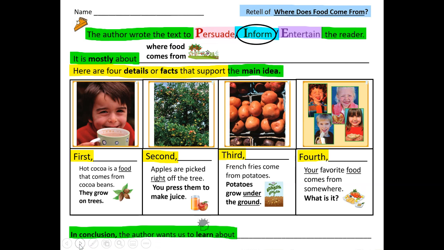So, in conclusion, what does the author want us to learn about? The places where food comes from, because the text is mostly about where food comes from.